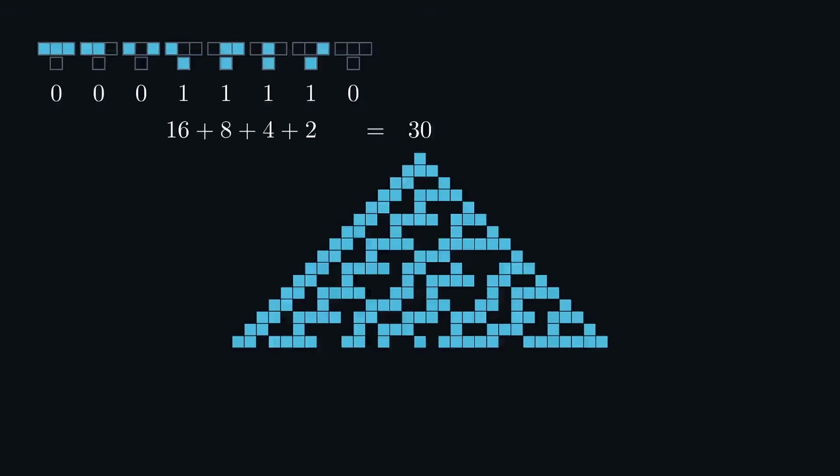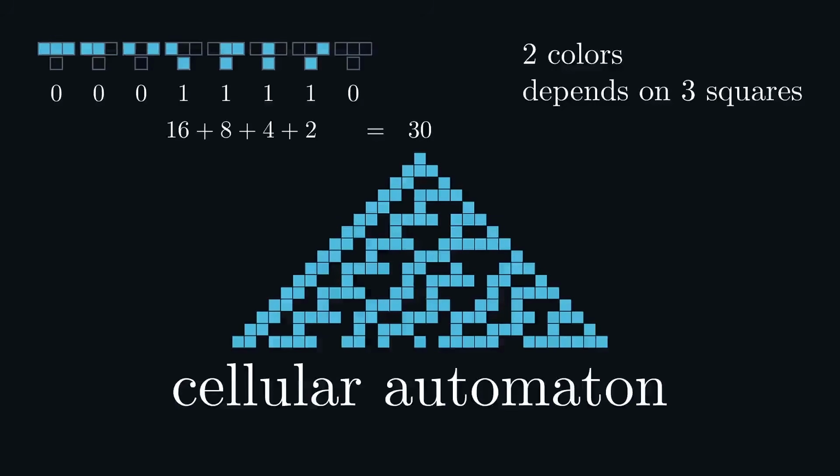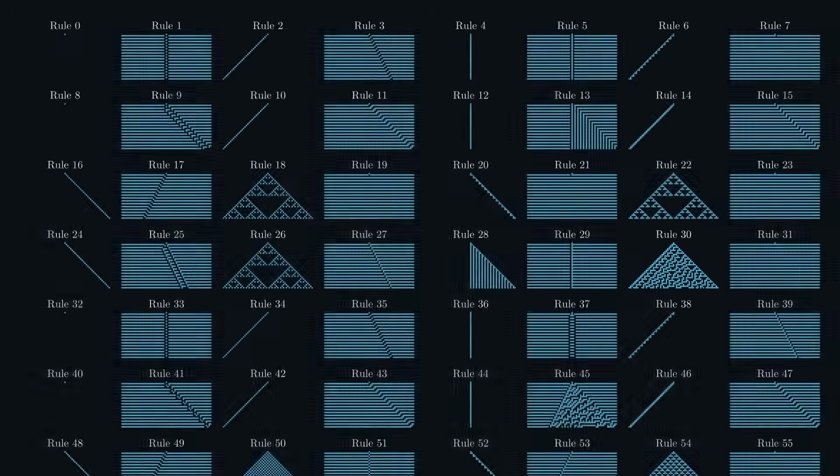This universe that Rule 30 generates is an example of a cellular automaton. The cells are the squares, and an automaton is just a self-running machine. Rule 30 was discovered by Stephen Wolfram in 1983 as part of a systematic study of cellular automata. If you consider all rules of its type, where there are 2 colors and the color of each square depends on 3 squares on the previous step, there are 256 of them.